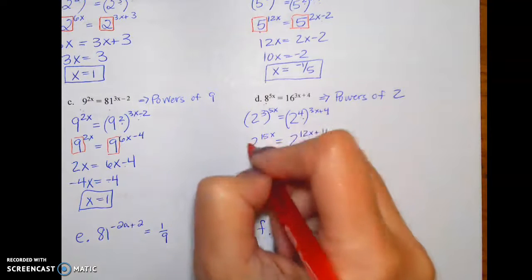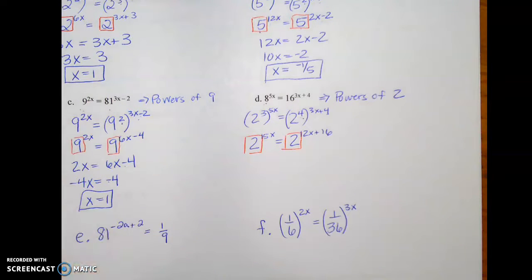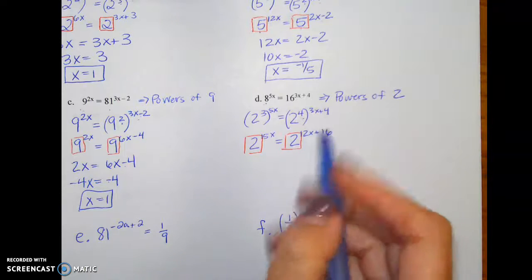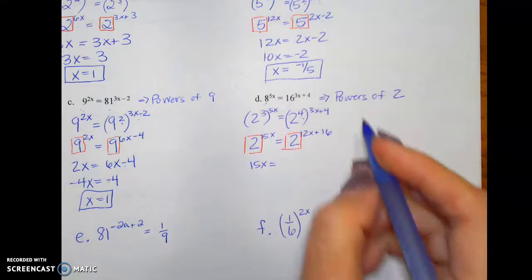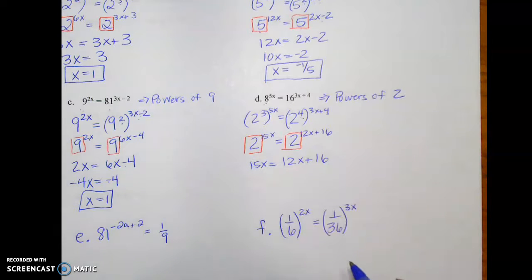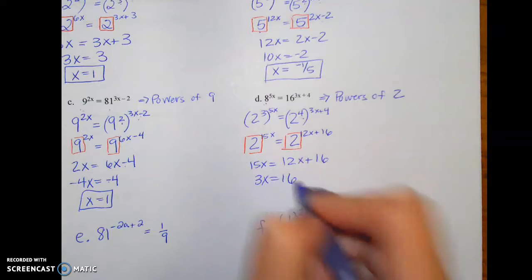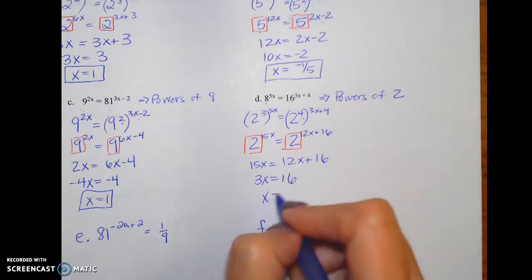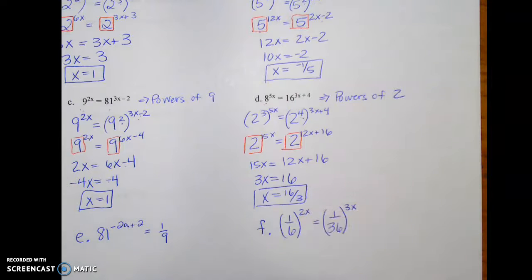So we got our powers of 2 that we were looking for. And now we just set our exponents equal to one another. So this is 15x on the left and 12x plus 16 on the right. And then it just becomes algebra 1 again. We move this over here. So we have 3x equals 16 and x equals 16/3. And you could leave your answer just like that. That's fine.